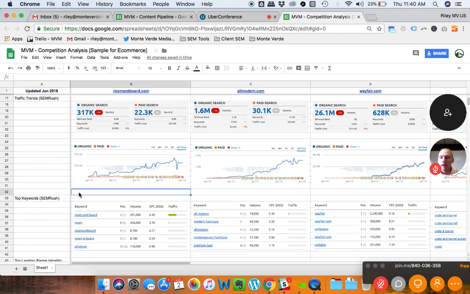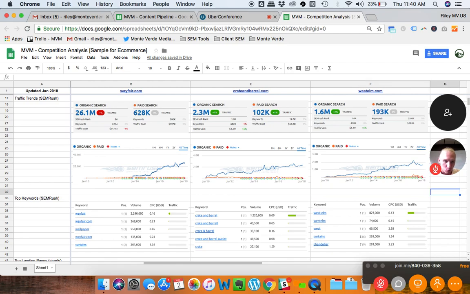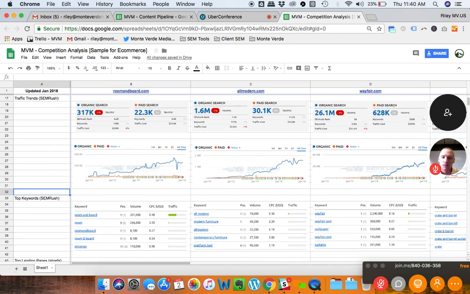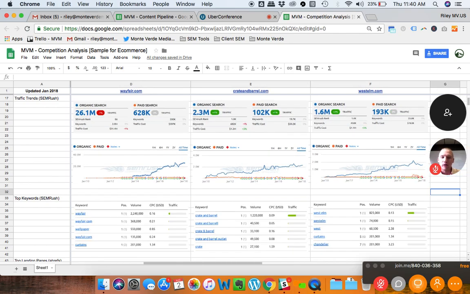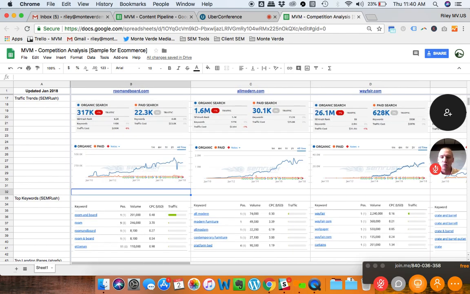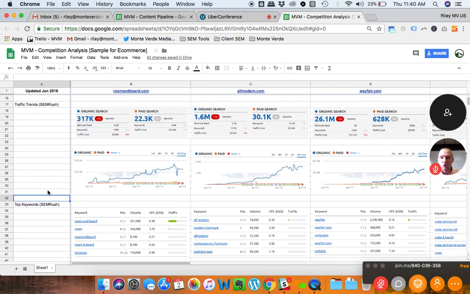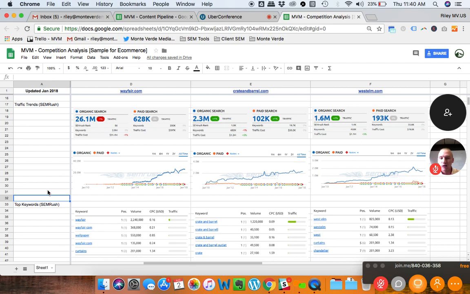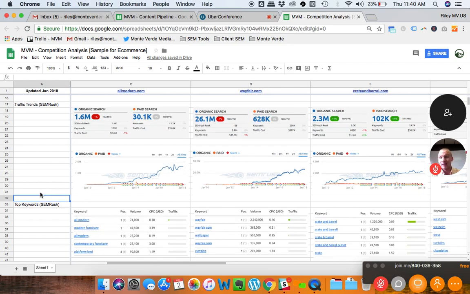And then obviously looking at the traffic trends and trying to figure out over time what's happening. All of these sites seem to be growing pretty steadily. So if we had a client whose traffic was declining, what we would say is these giants are swallowing up market share, and unless you invest in growing your own traffic, you're going to fall behind and just continue to fall further behind.